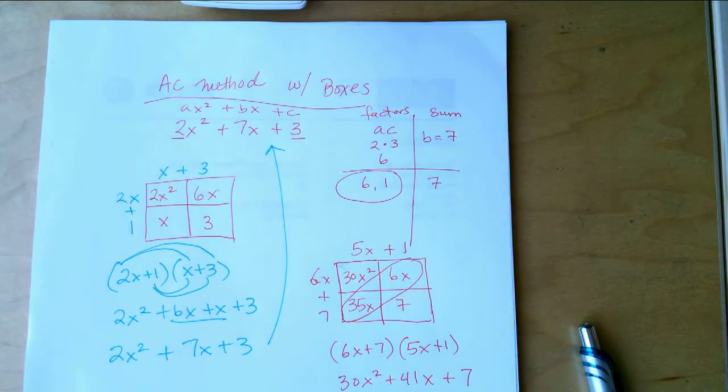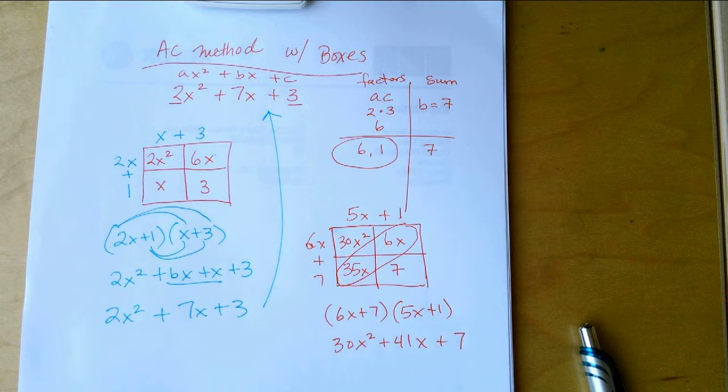So I just wanted to show you that fun little example of how you could use this box method to factor doing the AC method.